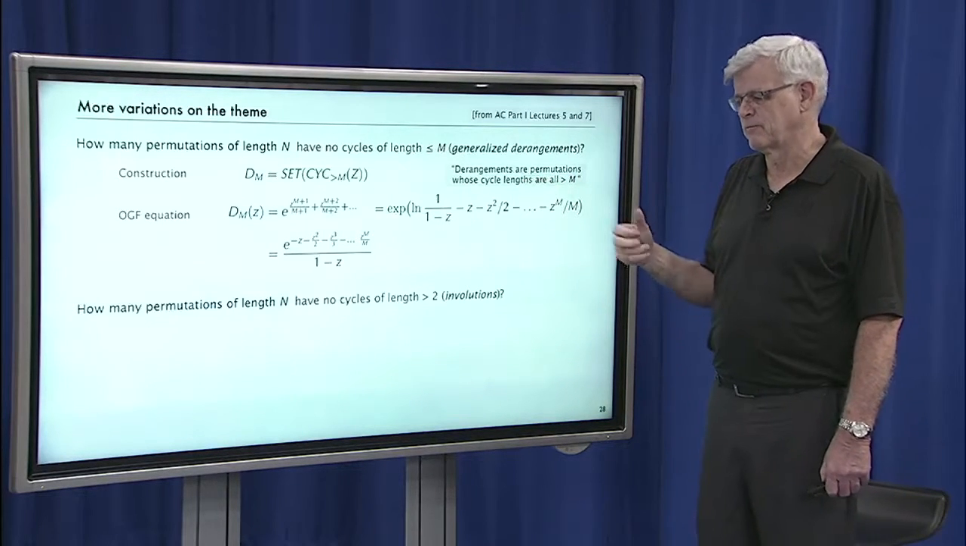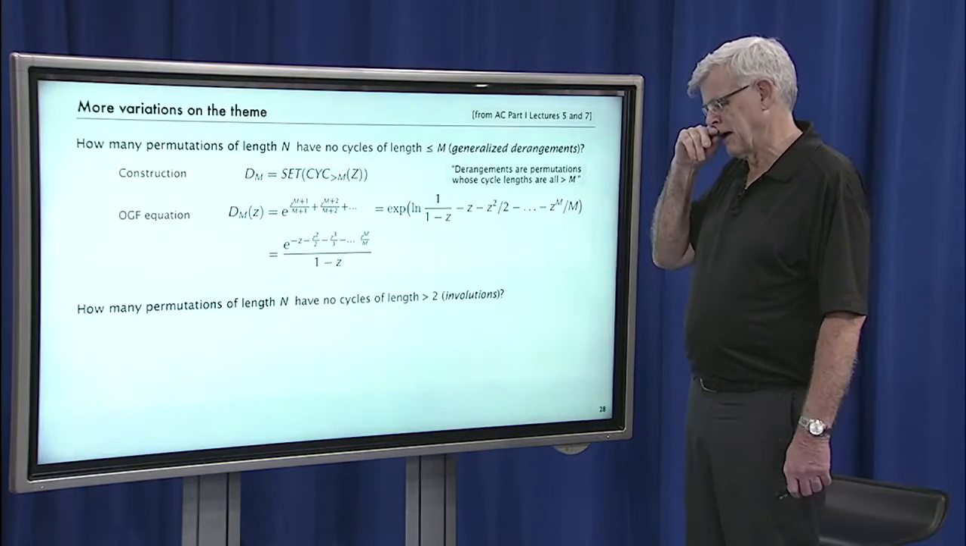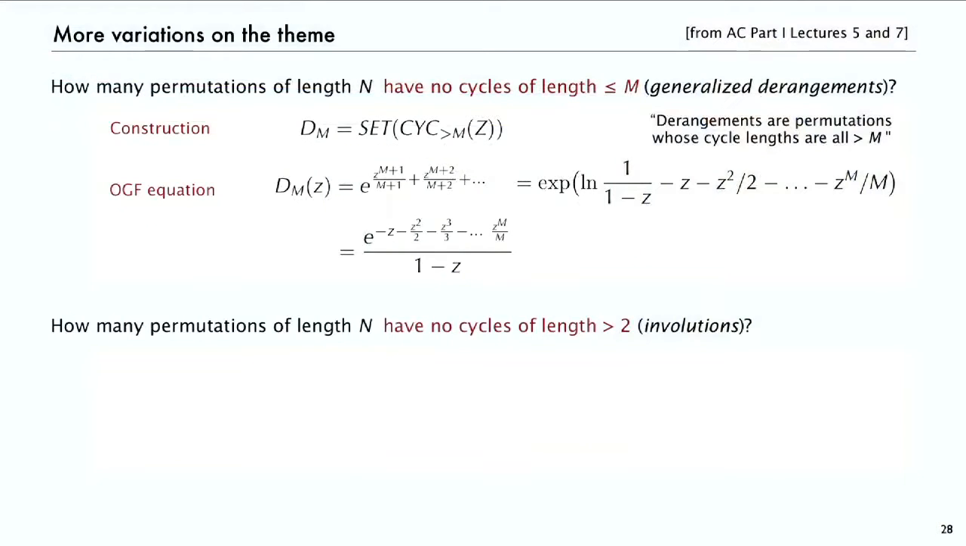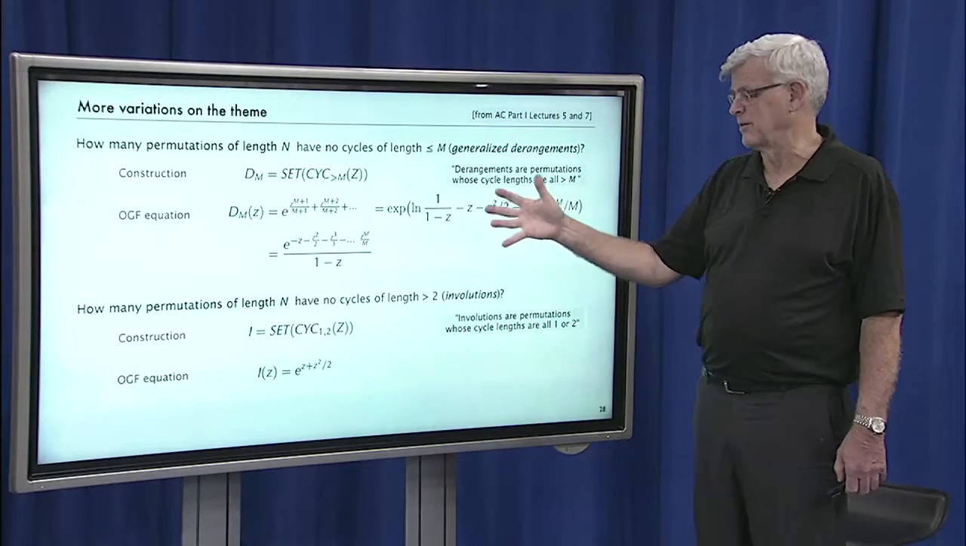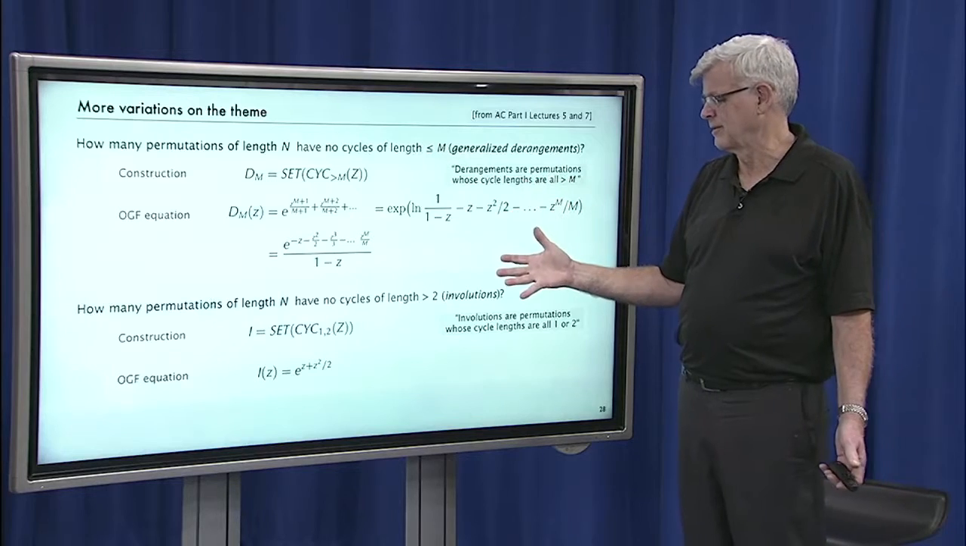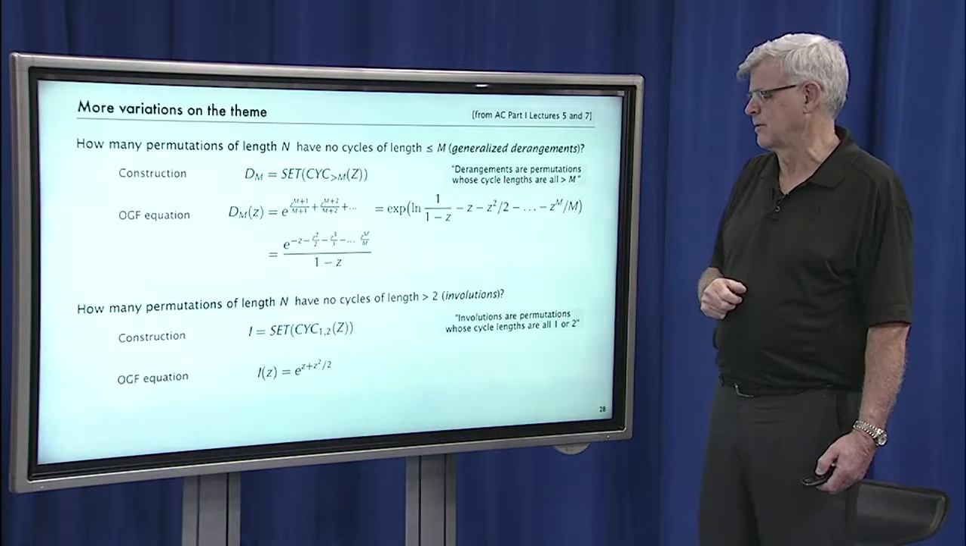Another flavor of permutations that people study are called involutions. How many permutations have no cycles of length bigger than 2? There are only 1-cycles or 2-cycles. Well, it's a set of 1-cycles or 2-cycles, and the generating function is e to the z plus z squared over 2. As we'll see, these two things are completely different analytically and require completely different techniques for understanding asymptotics of coefficients. But from the formal standpoint of the symbolic method, they're quite natural. And so we can have generalized involutions where we go up to size m and so forth.